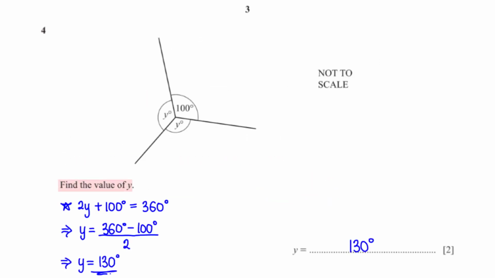Find the value of y. Angles formed around a point add up to 360 degrees. Based on this, we have 2y plus 100 equals 360 degrees. When we make y the subject of the equation, we get y equals 130 degrees.